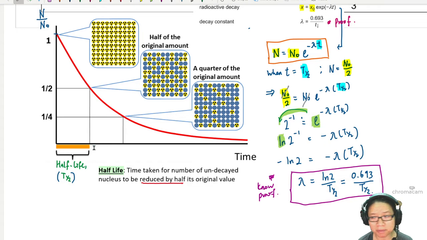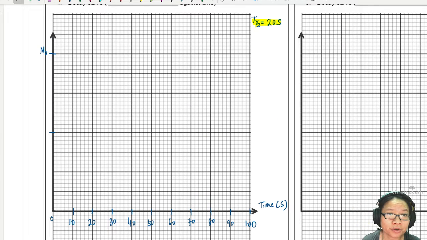Another half would be the time taken for this to go down by half. All right, so now we're going to try to graph this. We're going to graph the decay law now. On the y-axis, we have the number of radioactive nuclei, our N. I'm just going to remind you that N is the number of radioactive nuclei. And the equation that we're trying to graph is N is equal to N naught e to the negative lambda t.